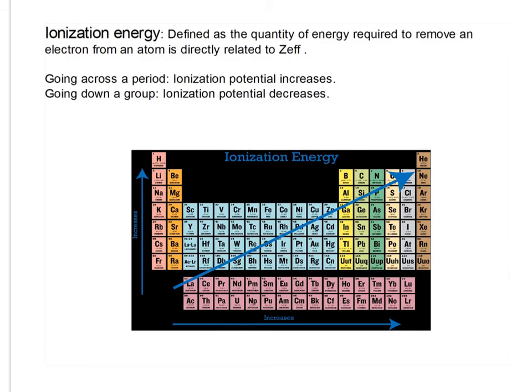Ionization energy is the quantity of energy required to remove an electron from an atom. This is directly related to the effective nuclear charge. So as you go up and to the right, ionization energy increases.